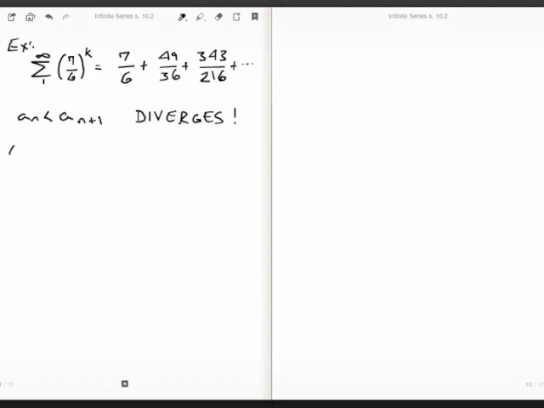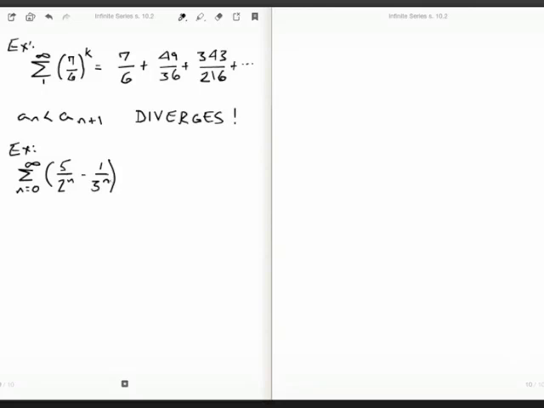How about another example? So I'm going to say the sum as n equals 0 to infinity. Can I do that? Can I start at 0 instead of 1? Sure, I can start wherever I want. N equals 0 in this case, of 5 over 2 to the n minus 1 over 3 to the n.